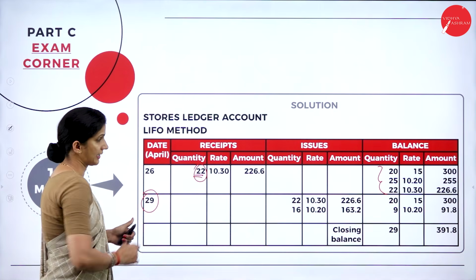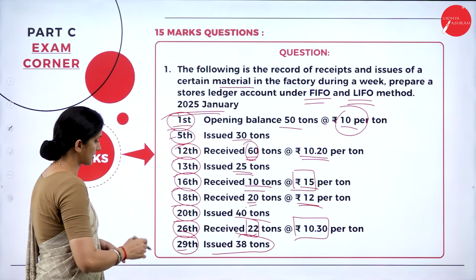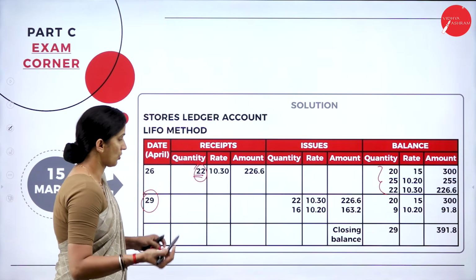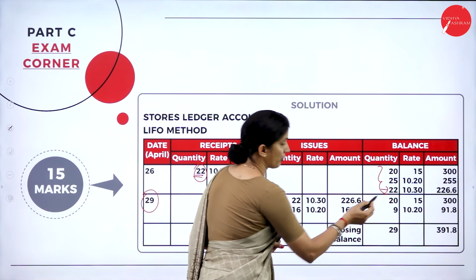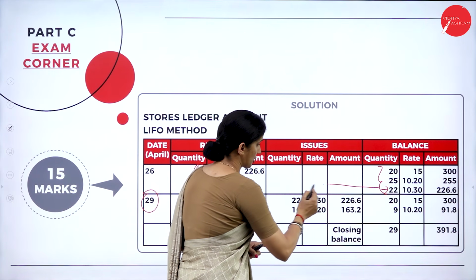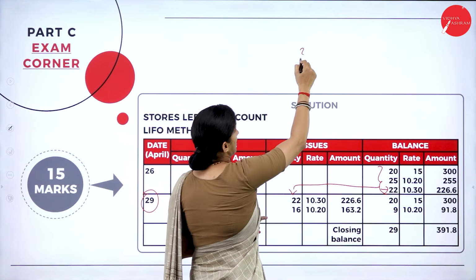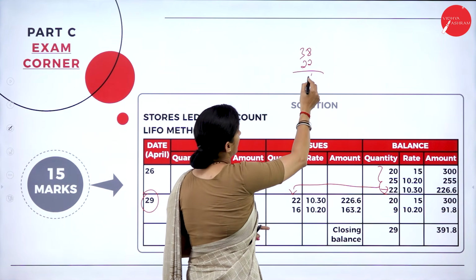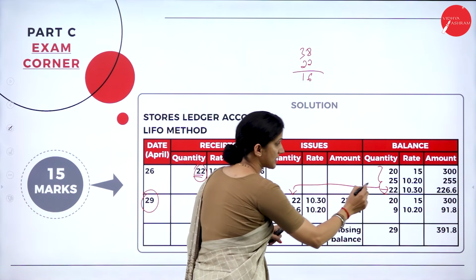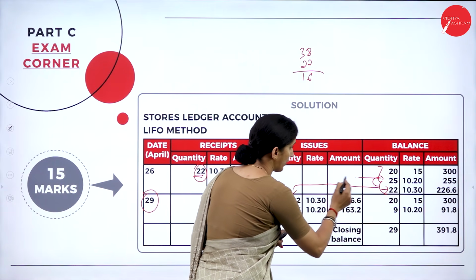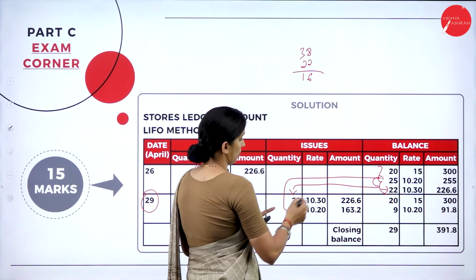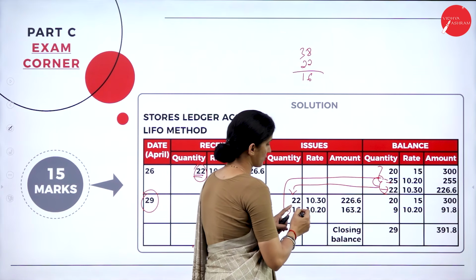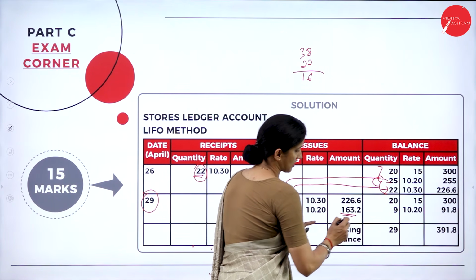Now, on 29th, there is a transaction that says that we need to issue 38 tons. Here in the last lot, we have only 22. So, first we can issue only 22 units. That means out of 38, 22 units are issued. The remaining is 16 units, and those 16 units we will issue from the 25 units. So, from 25, we are issuing 16 at this rate. 16 into 10.20 is 163.2.